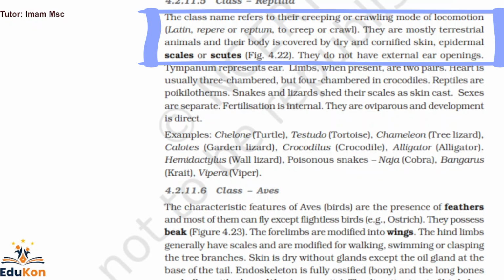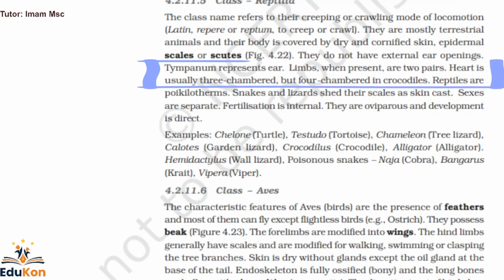Tympanum represents ear. Same in amphibians. So now we have two animals belonging to different classes, but they have tympanum as a common factor. Limbs, when present, are two pairs. Heart is usually three-chambered, but four-chambered in crocodile. Remember this. What is the reptilian organism in which the heart is four-chambered? That is crocodile. So this is very important.